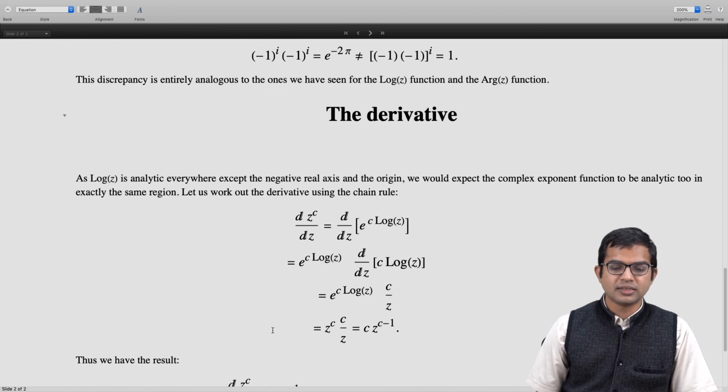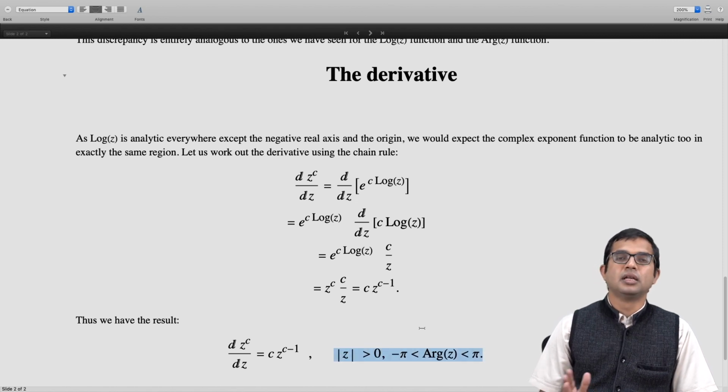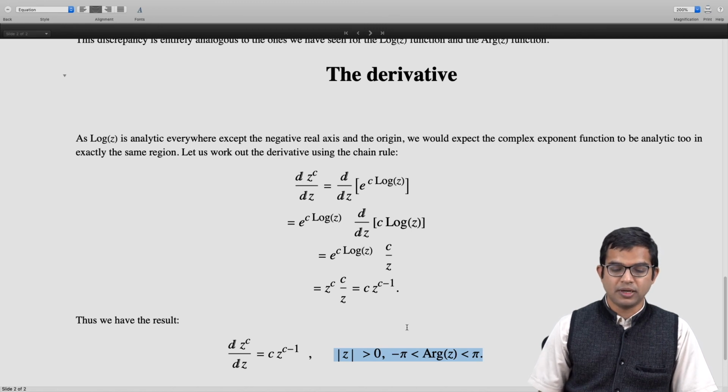So this function is analytic wherever the log function is analytic, and we have seen that if you choose this branch of the logarithmic function, the log function is indeed analytic in this region, where |z| is greater than 0 and the argument of z lies between -π and +π. So z^c is not only analytic, its derivative can also be explicitly written like here.